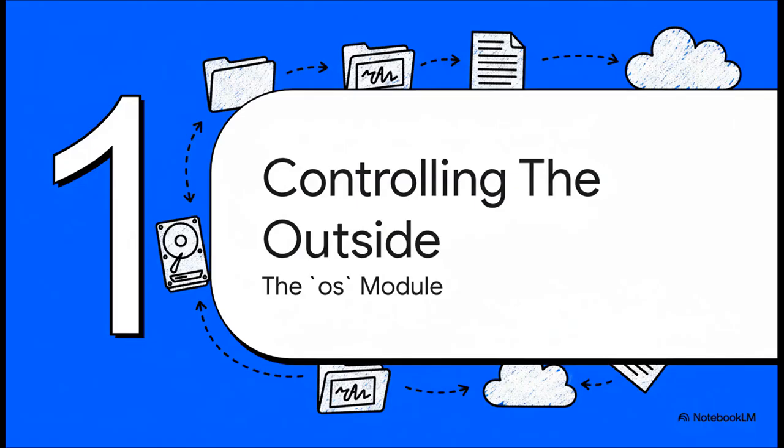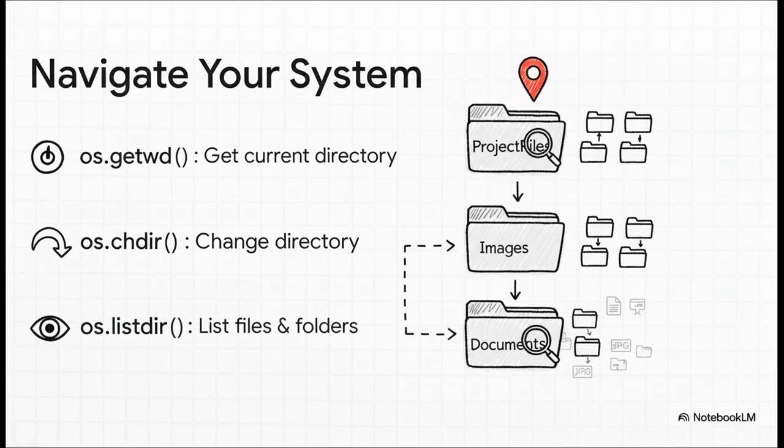Okay, first up, let's unlock that outside world using the OS module. This is basically your toolkit for making Python act like you're a power user sitting at a command terminal, giving you complete control over the file system. Navigating your computer from inside a script is way easier than you might think. With os.getcwd, you can literally ask, hey, where am I right now? And it'll tell you the current working directory.